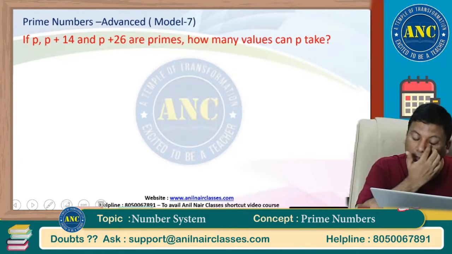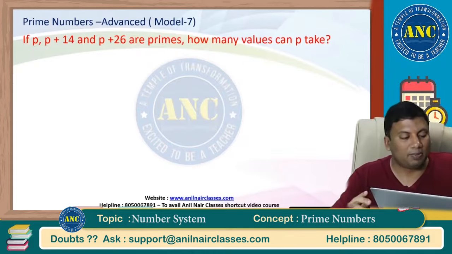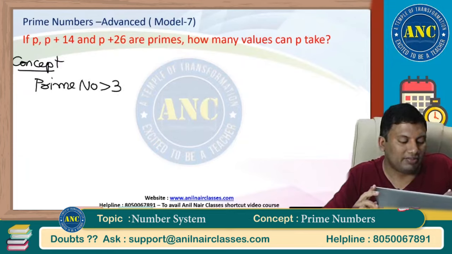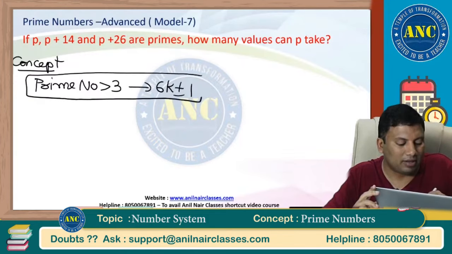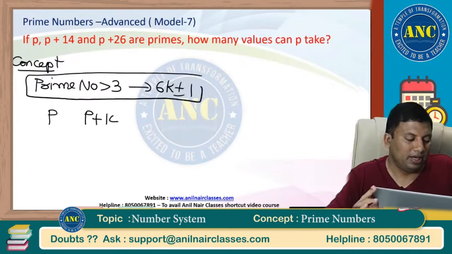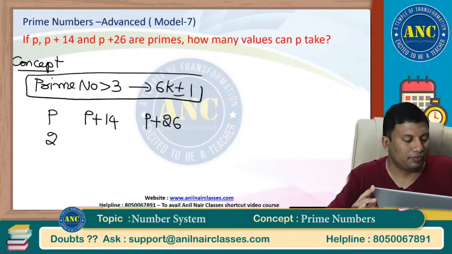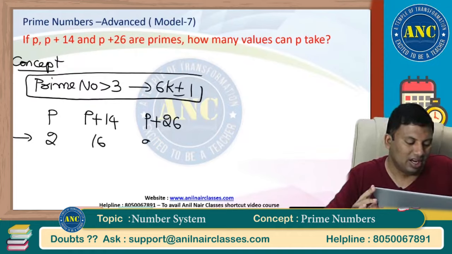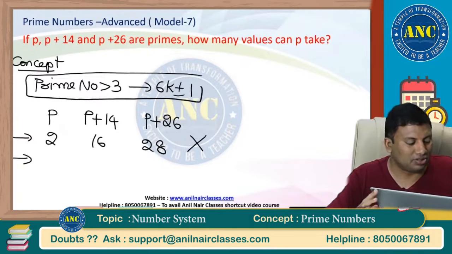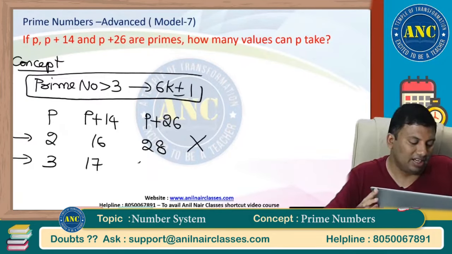Next, p plus 14 and p plus 26 are prime numbers. What is the concept that we are using? Any prime number greater than 3 is of the form 6k plus or minus 1. The numbers are p plus 14 and p plus 26. If p is 2, 2 plus 14 is 16 and 2 plus 26 is 28. 16 and 28 are even numbers, not possible.